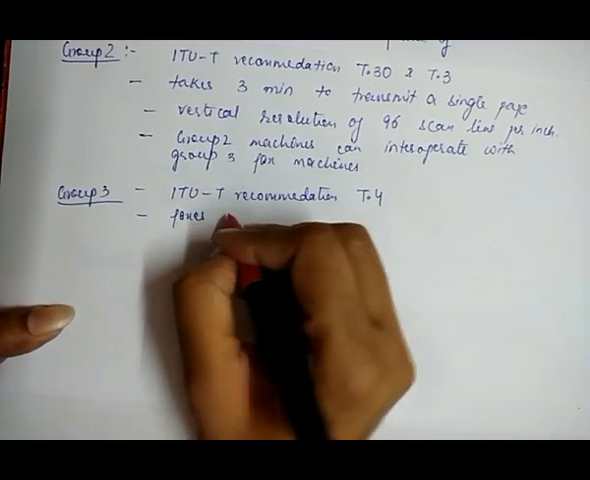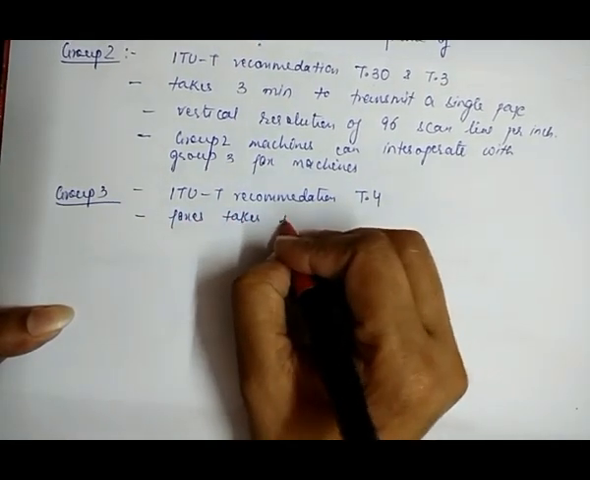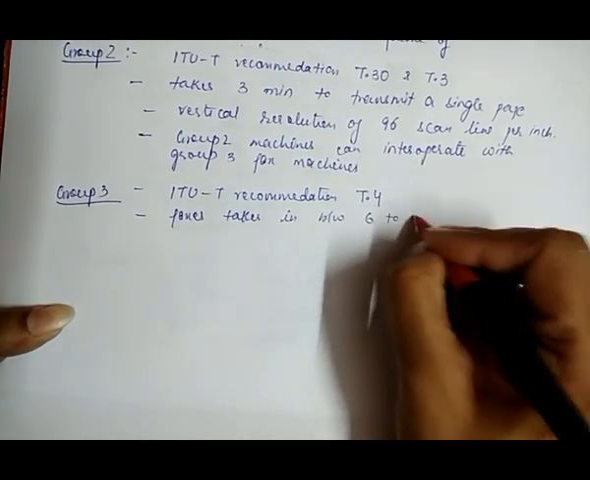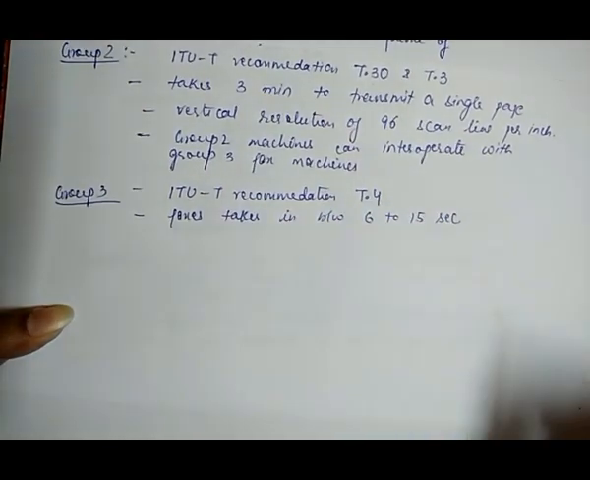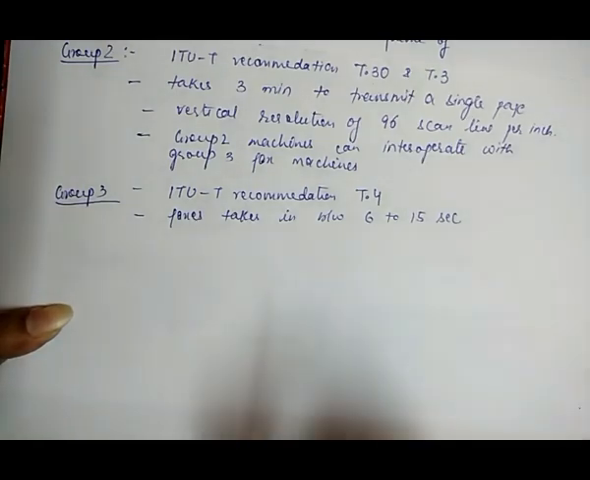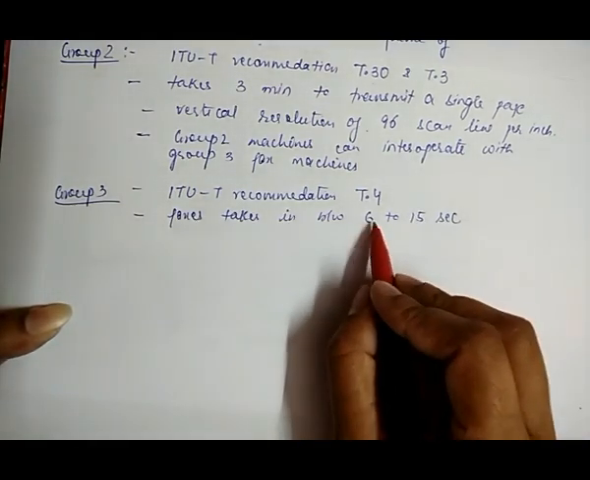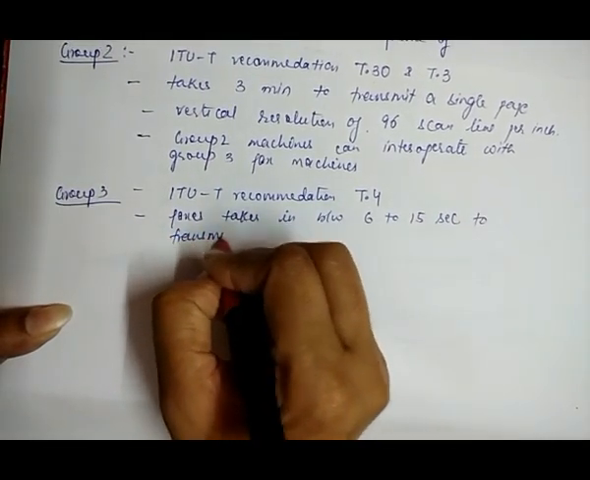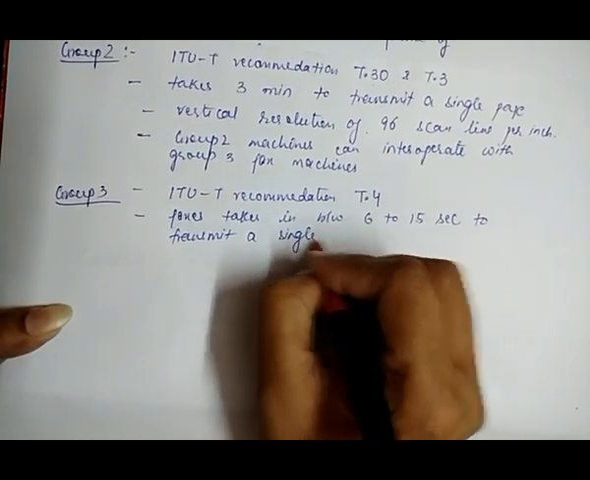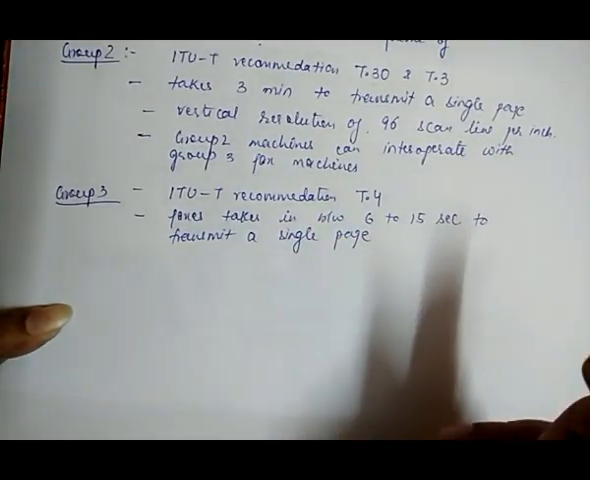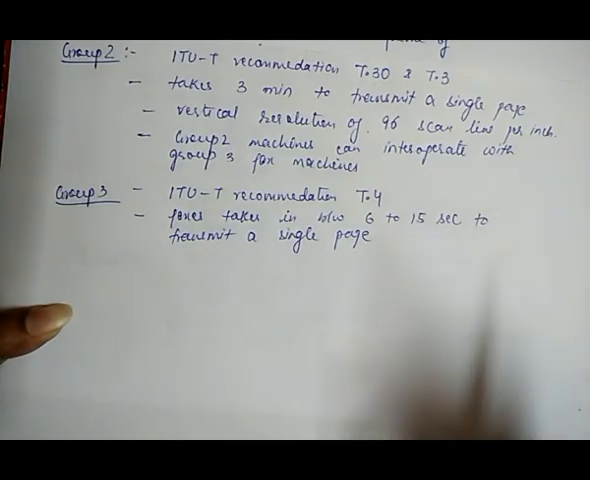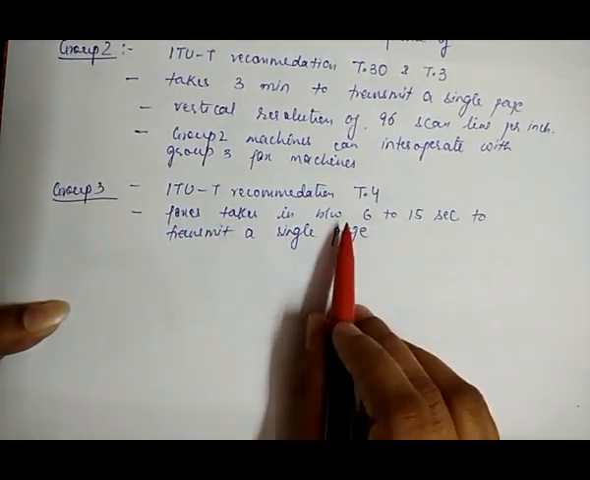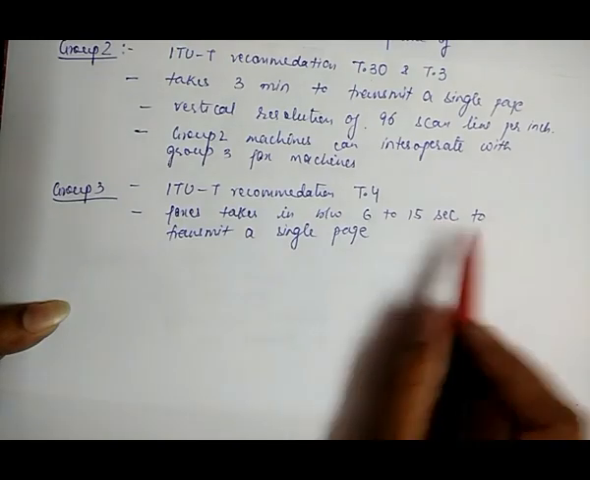Okay. Next point is these fax machines take between 6 to 15 seconds, where group 1 takes 6 minutes, group 2 takes 3 minutes, but group 3 takes between 6 to 15 seconds to transmit a single page. Because group 3 faxes are in a digital format, it sends the data in digital format, whereas in group 1 and group 2, it sends the data in an analog format.